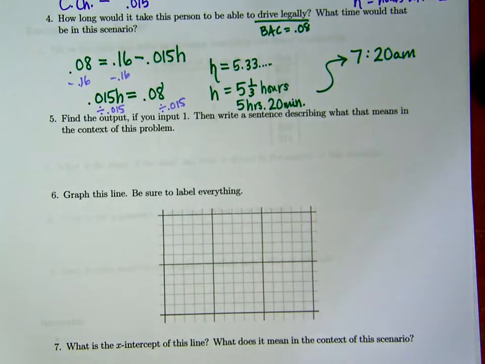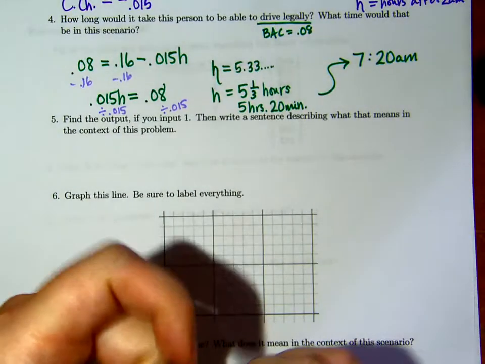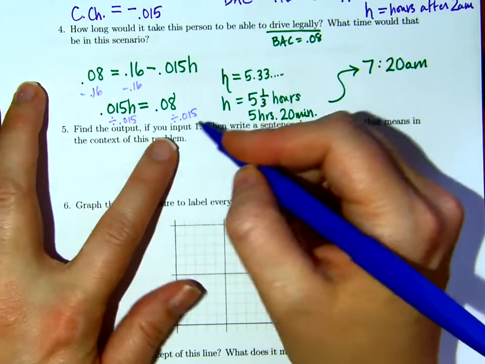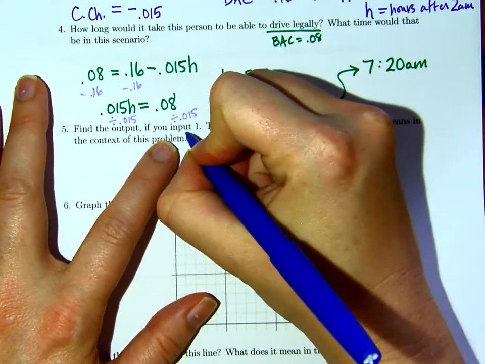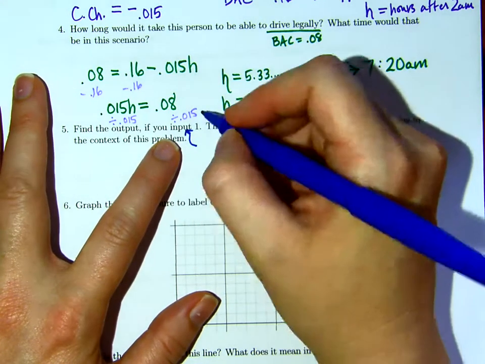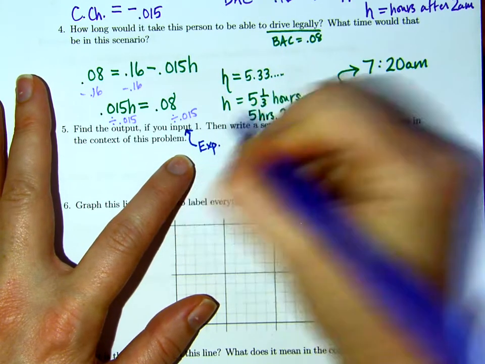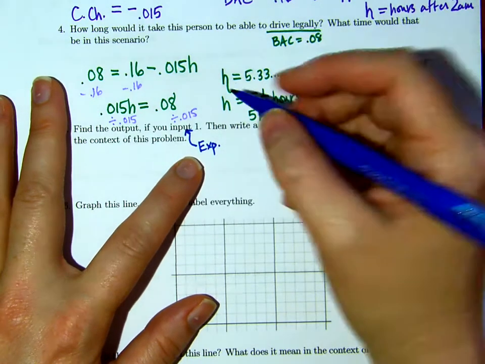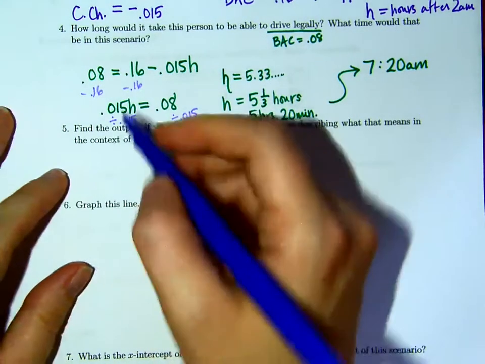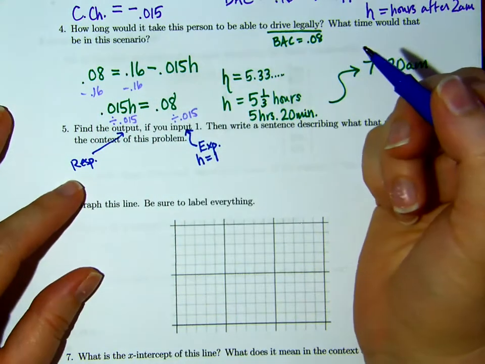Okay, find the output if you input 1. Now, see, these terms are so awkward, so let's bear down on them. What do you mean here? Input. So usually that is the explanatory variable, and in this case that's the hours. Okay, and output. Response, or the dependent variable.